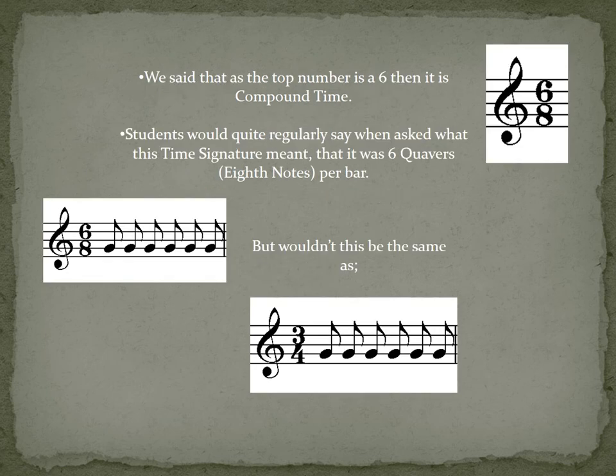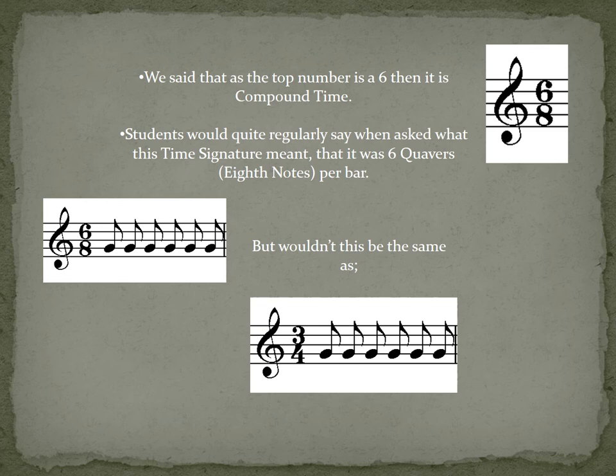So let's establish what is meant by 6/8. We said that the top number is a 6. Therefore we know, because it's a 6 or a 9 or a 12, it's in compound time. Quite regularly, a student, when asked what this time signature meant, would look at it and think, yes, it's 6/8 notes. And they would give the answer either 6/8 notes per bar or 6 quavers per bar. But unfortunately, that wouldn't be correct.